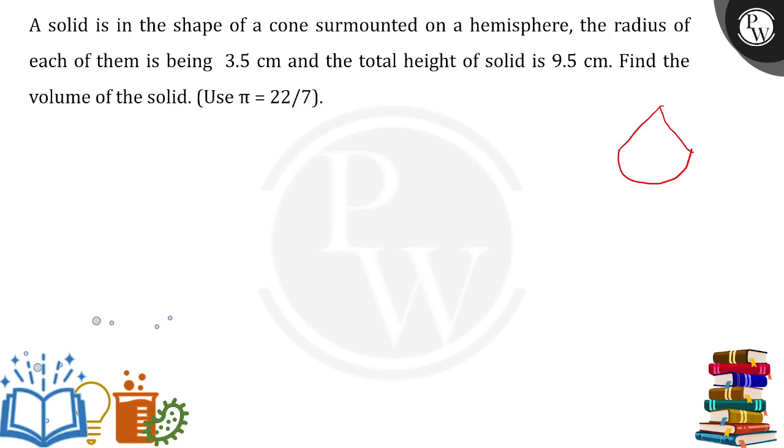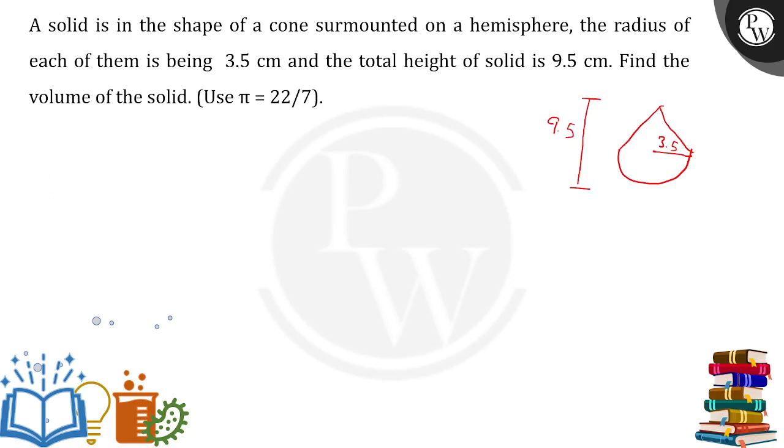The radius of each of them is given. So radius would be this one over here. So 3.5 is this thing. This is 3.5 given, and the total height is given as 9.5. So this total height is given as 9.5. Now in this particular case we have to find the volume.